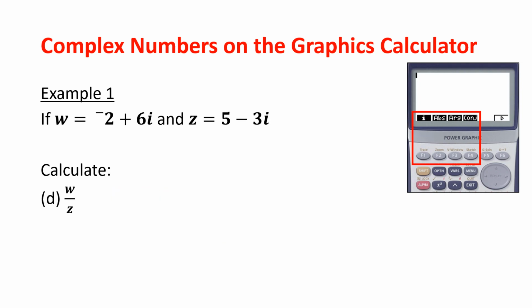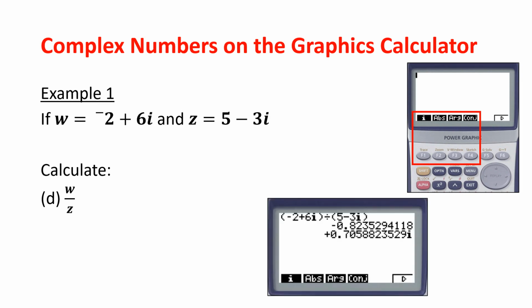All right, what about w divided by z? So again, I like to put everything in brackets. I go bracket minus 2 plus 6i. I push F1 to bring up the i button. And then I close my brackets and go divide, new brackets, 5 minus 3i for z. And I get my solution.